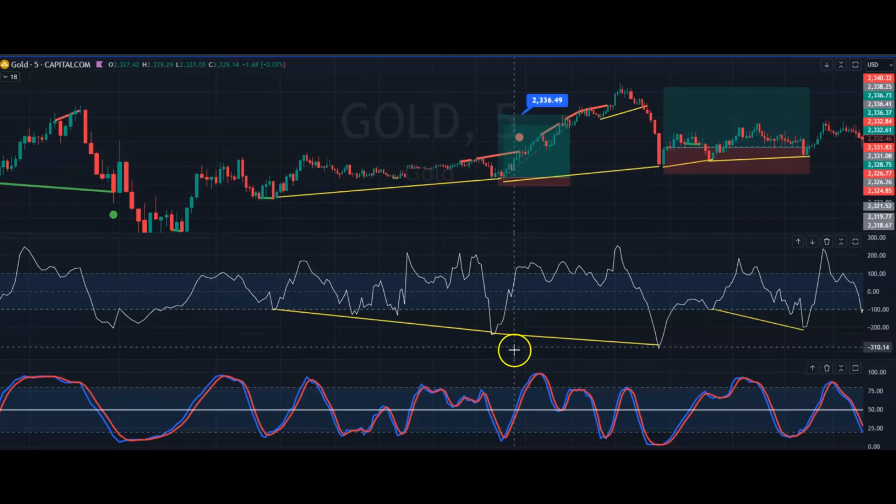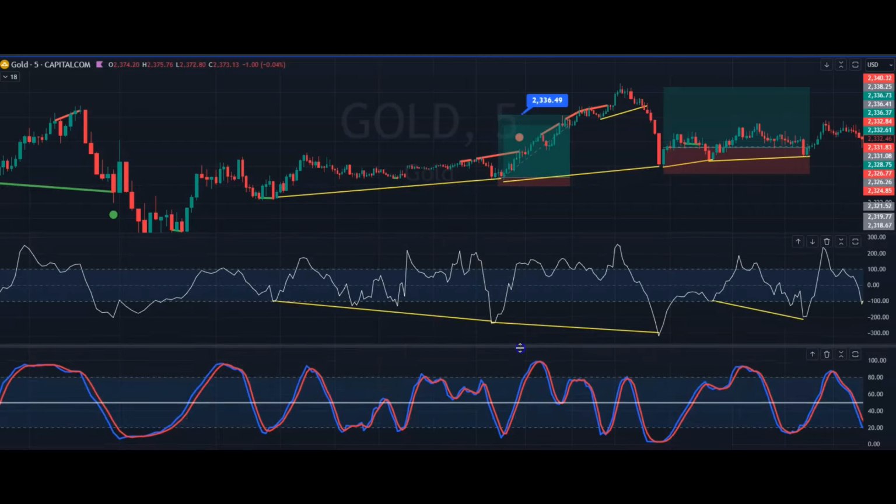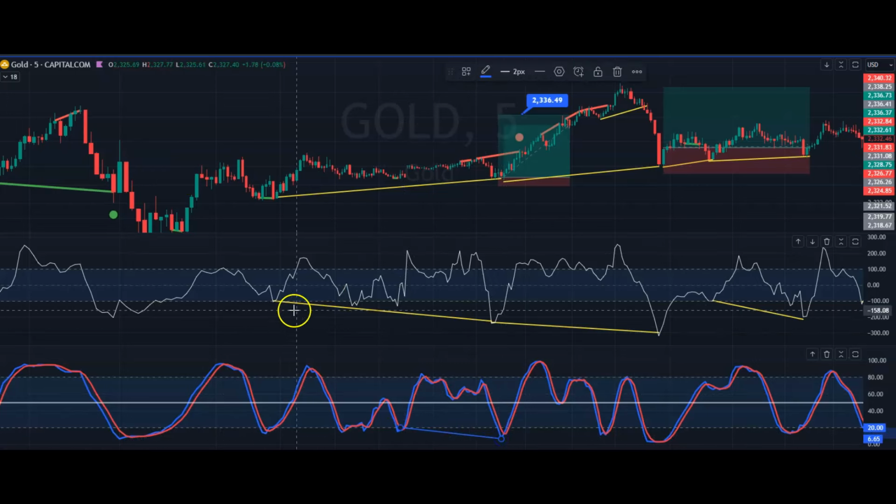The other thing to note here on the stochastic is that this is oversold as well. There's also hidden divergence there, but it's very slight. It's not as obvious as the CCI. So that's an opportunity to get in.